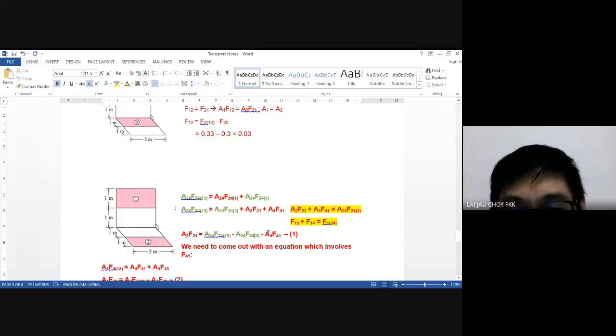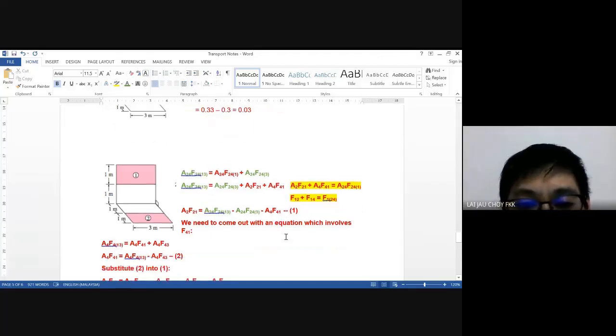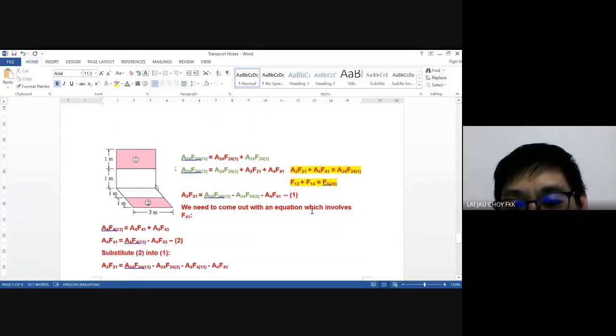And now we have a problem. And this part, A2 we have, because A2 equals 3 meters squared. And F21 equals F12, which is what we want to find. And now the problem is F41. 1 and 4, they are not adjacent. So F41 cannot be obtained using the chart. So now how? Then we need to come up with an equation which involves F41, to solve this problem simultaneously.